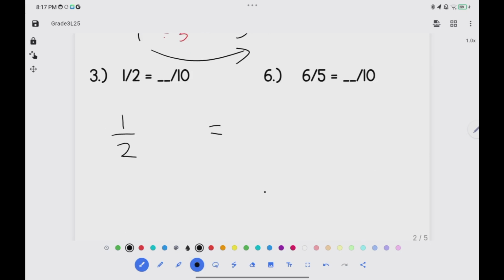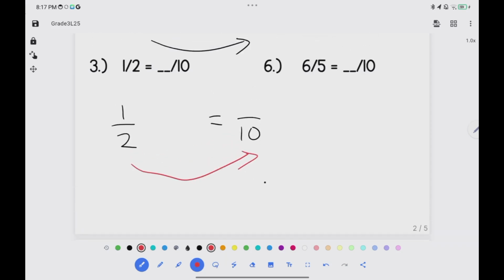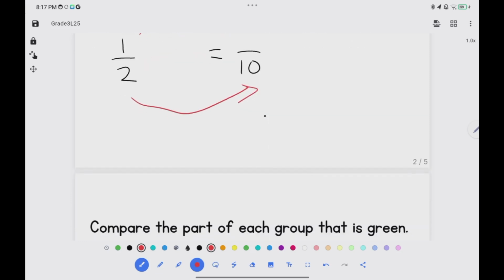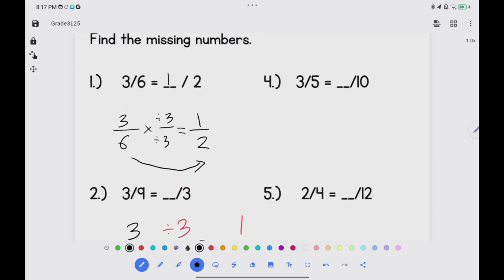Alright, here we're missing a number. So what do we have to do to get from 2 to 10 using division or multiplication? We multiply by 5. So if we multiply the bottom by 5, we have to multiply the top by 5. So the missing number is 5.